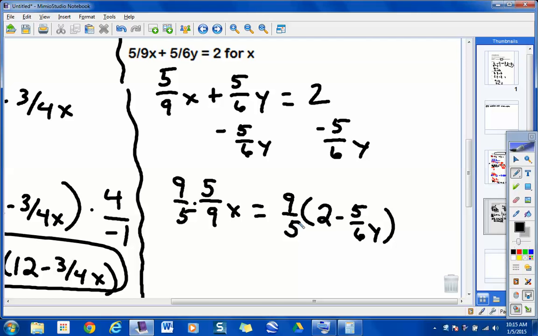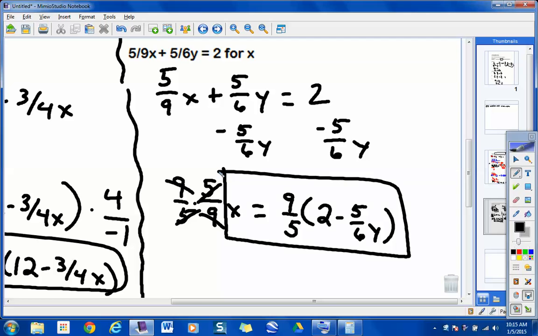Okay. What are the reciprocals really doing to each other? 9s are gone, 5s are gone. Is x all alone? What's x equal to then? Well, it's equal to that mess. 9/5 times the quantity of 2 minus 5/6 y. Basically, your job, when you have two variables, is to move the first variable that you don't want to the other side, right? Once you move that variable to the other side, I'd probably put it in what right away? Parentheses. Then you're either dividing or multiplying by a reciprocal.